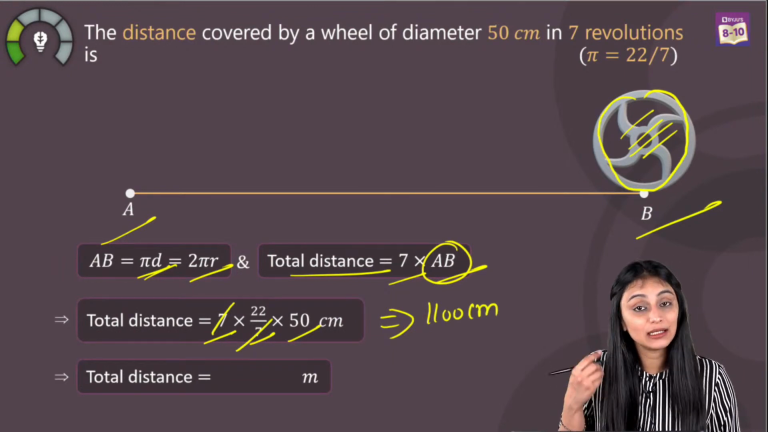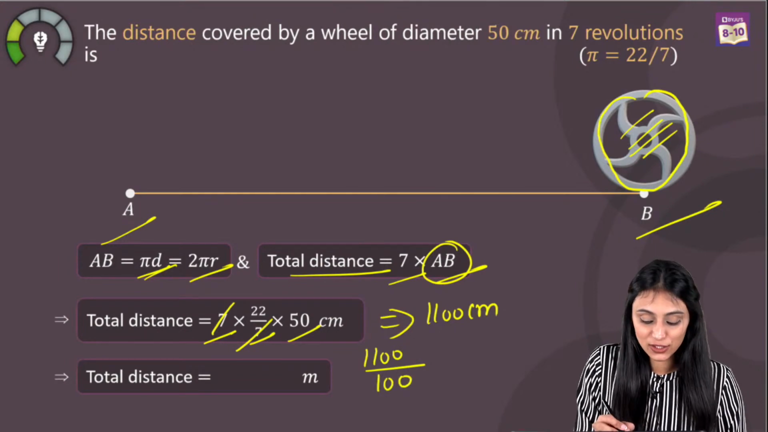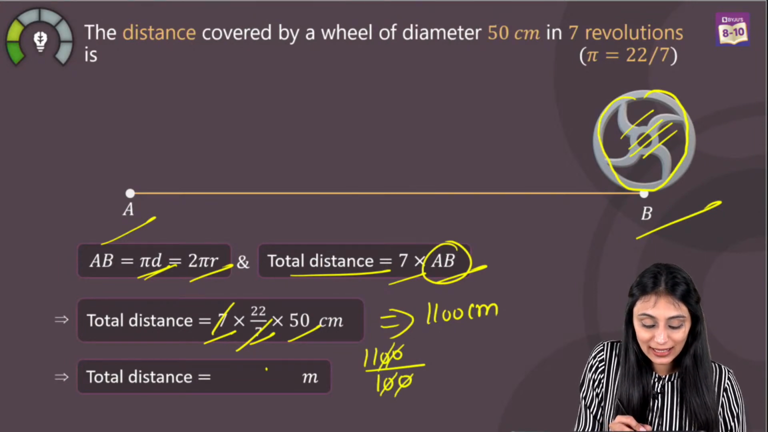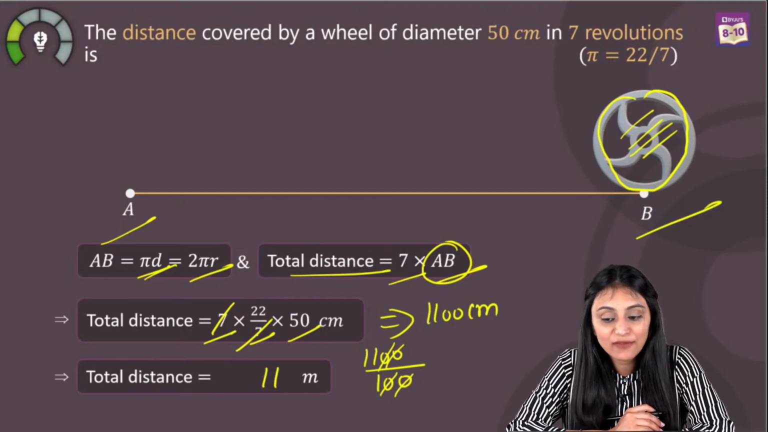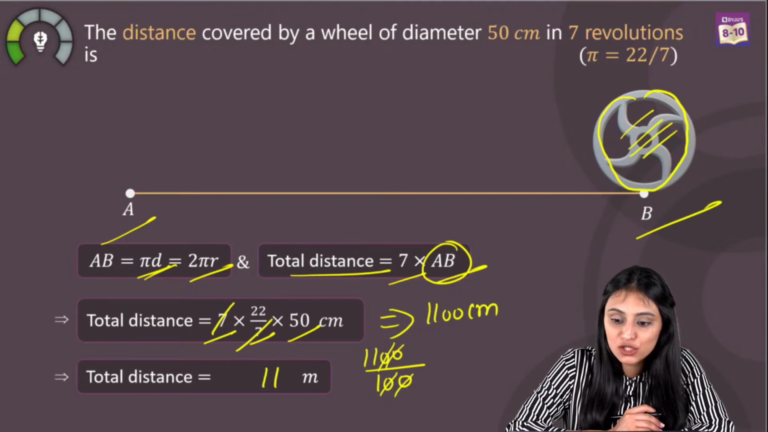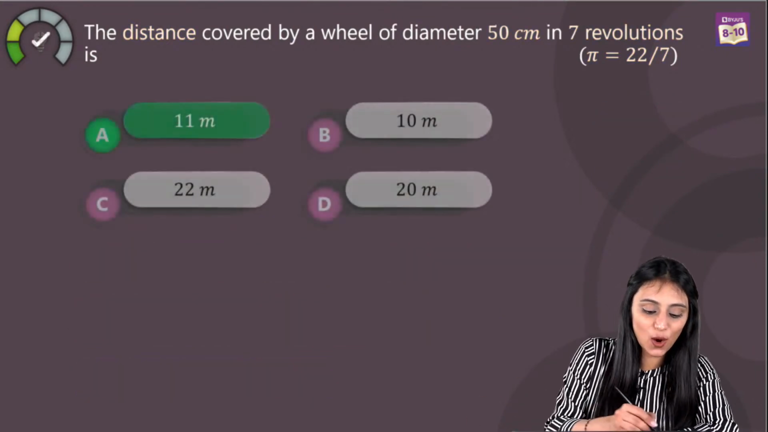Now to convert that into meters, I'll divide this 1100 by 100. So what do I get here? We get 11 meters. See, the options are given in meters, so we have to find the answer in meters only. For that we are dividing by 100, which is basically option A.